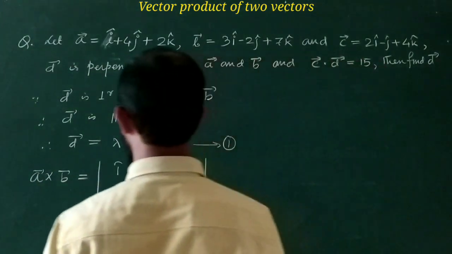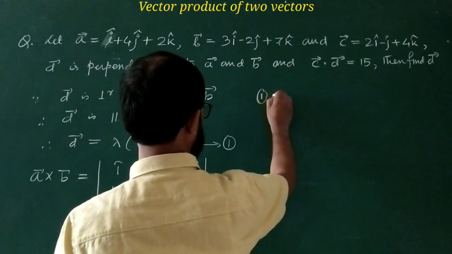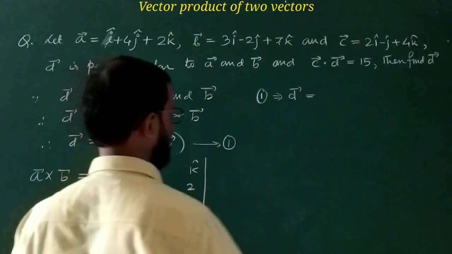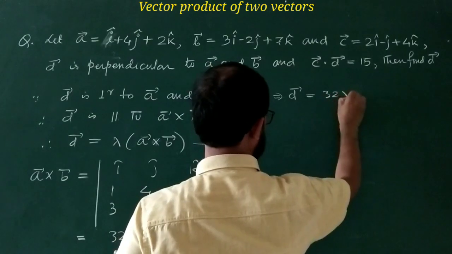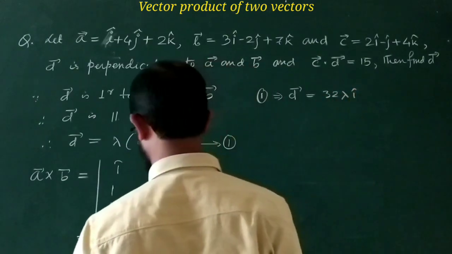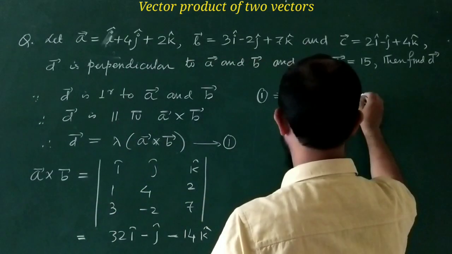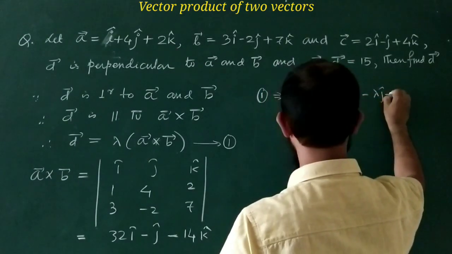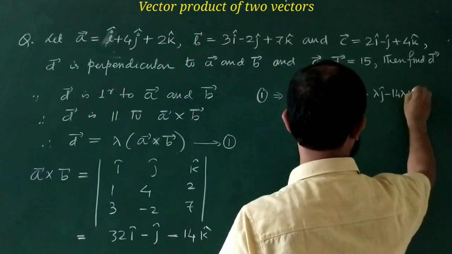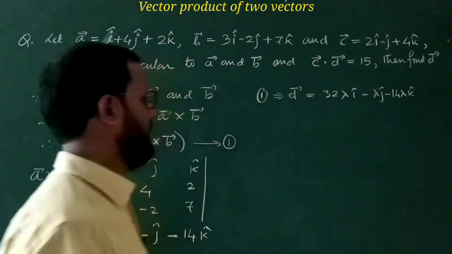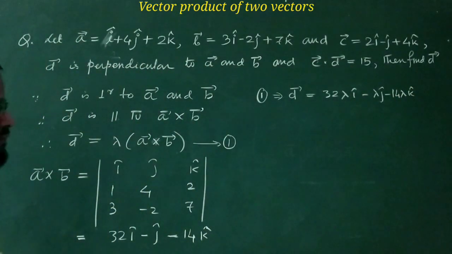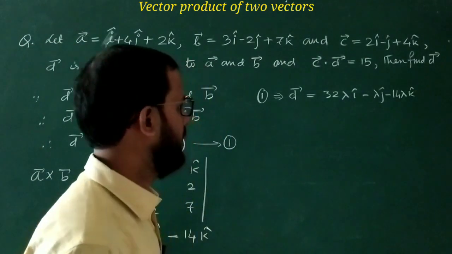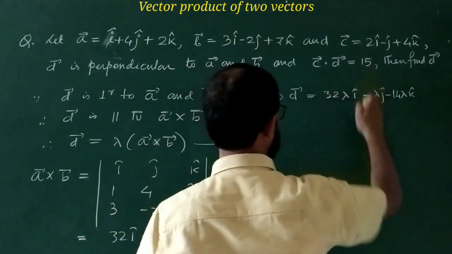So from here, what is D? Therefore from relation 1, D vector equals 32 lambda i cap minus lambda j cap minus 14 lambda k cap. This will be your D vector. To find D vector, our unknown quantity is lambda. To find lambda, we will use this particular condition.